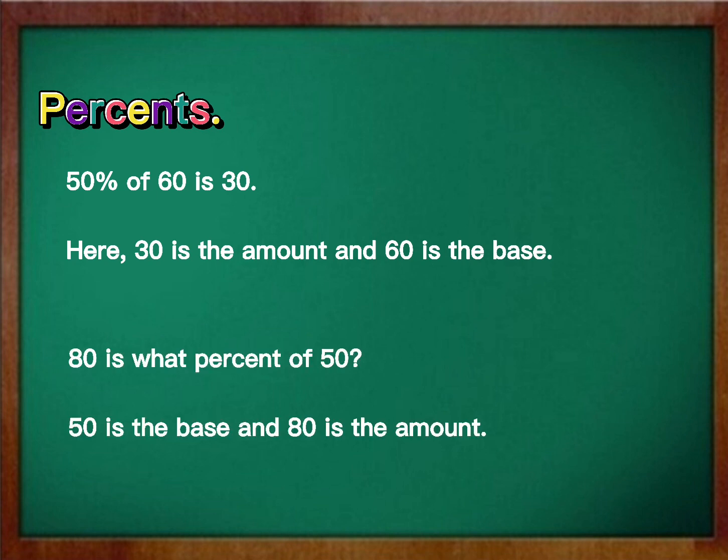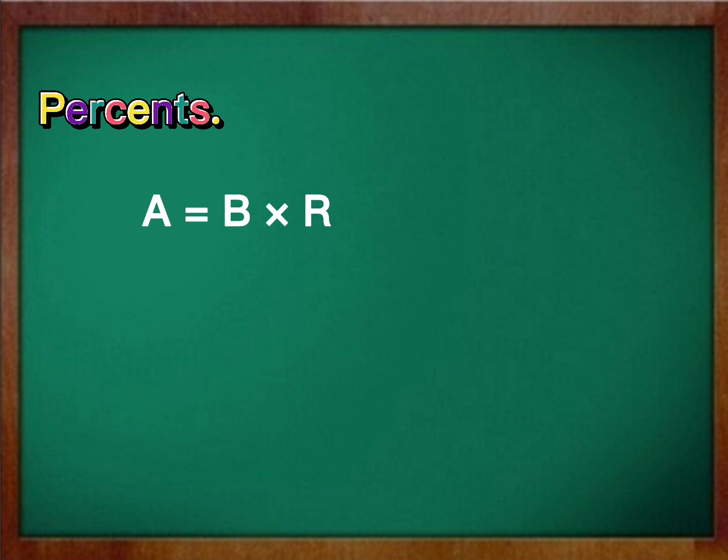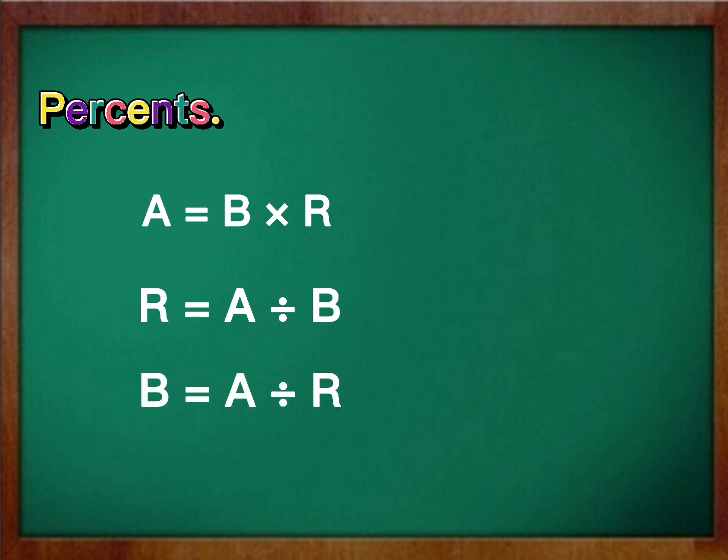So 80 is what percent of 50? Note that the phrase of 50 means that 50 is the base and 80 is the amount. To solve for the percent of a number, multiply the base by the rate. You may need to change the rate, usually expressed in percent, to decimal or fraction. In solving for the rate, divide the amount by the base and change the result to percent. In solving for the base, divide the amount by the rate.